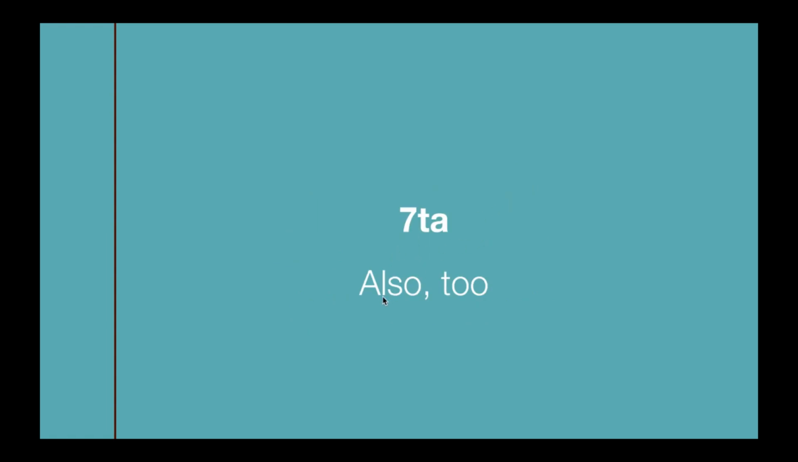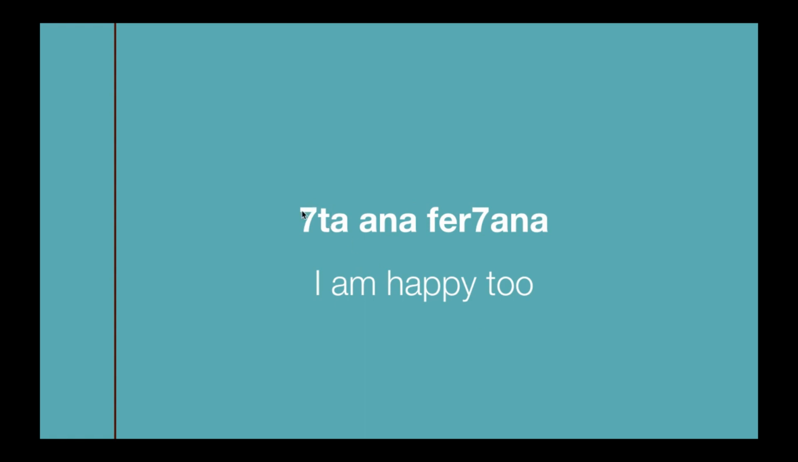تا is also or too. So how would you say I am happy too? I'm happy too. You say تا أنا فرحانة. So to is in the very beginning of the sentence. Look here. In English, you've got to at the end, like here. تا أنا فرحانة. So I'm happy too. I'm also happy.